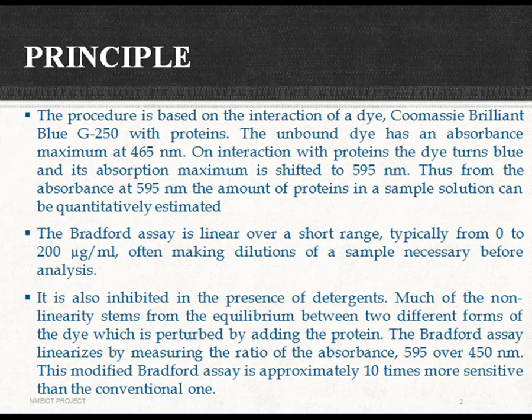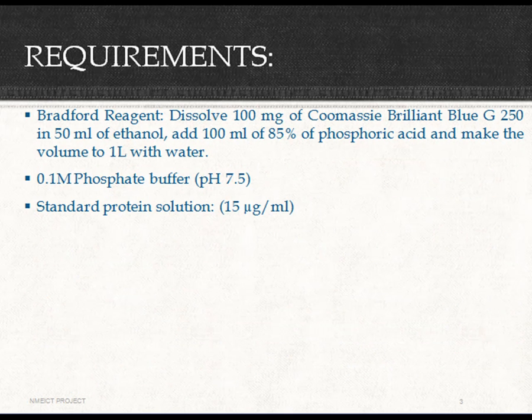What are the requirements for this method? That is, first, obviously the Bradford reagent. How to prepare Bradford reagent? Dissolve 100 mg of Coomassie brilliant blue G250 in 50 ml of ethanol. Then add 100 ml of 85% phosphoric acid and make the volume 1 liter with water.